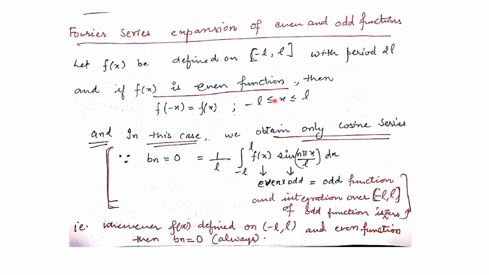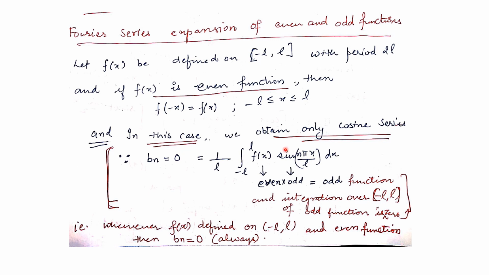Now just see, in this case, Bn will always be 0. Why? The formula for Bn is 1 over L integration of my function f(x) into sine(n pi x by L) from minus L to L. Now the given function is even, but the sine function is odd, so even into odd will become an odd function. So when you integrate an odd function from minus L to L, it will be 0.